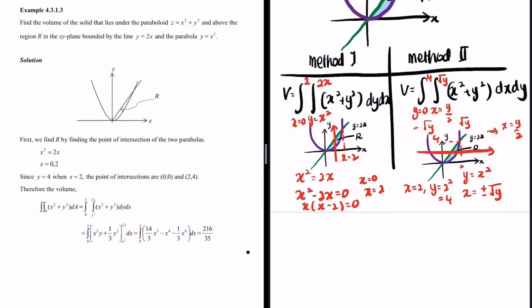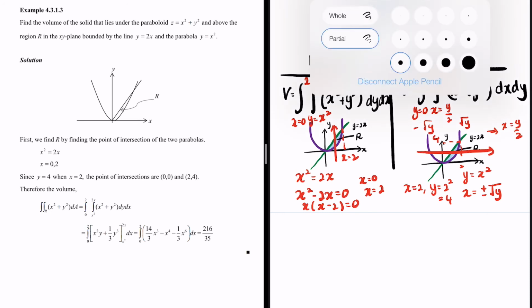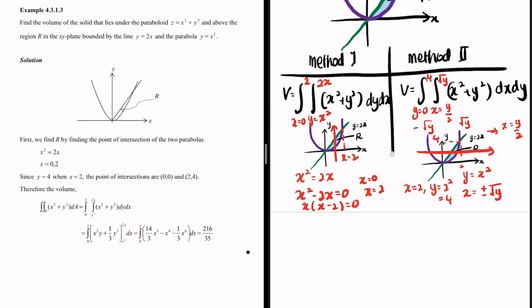If you try to solve this problem by using either method, you will end up with the same answer, which in this case is V equal to 216 over 35. Due to time constraints, I will help you in terms of determining the limits with respect to variable x and variable y. I will allow you to explore on your own how to solve the rest of the problems.